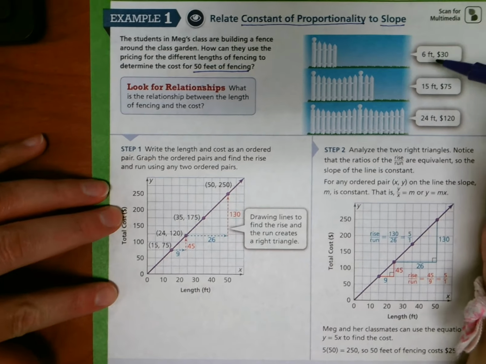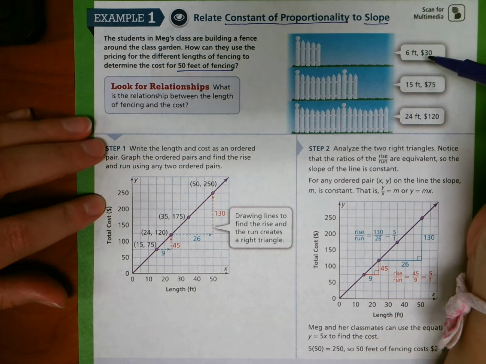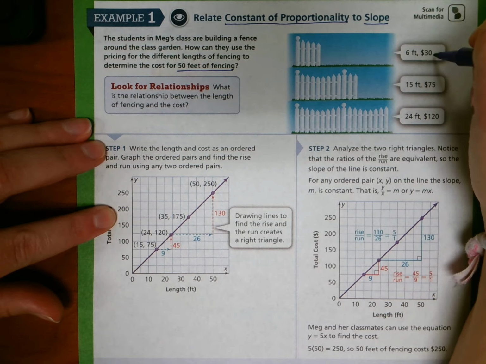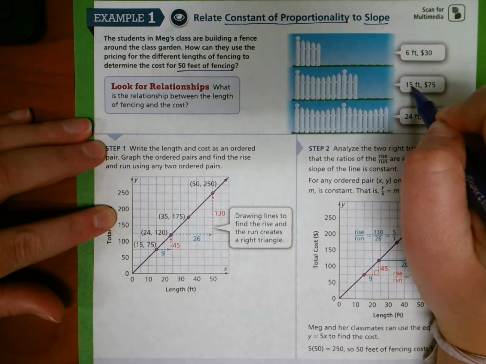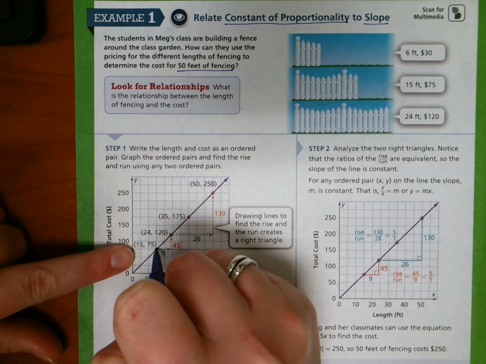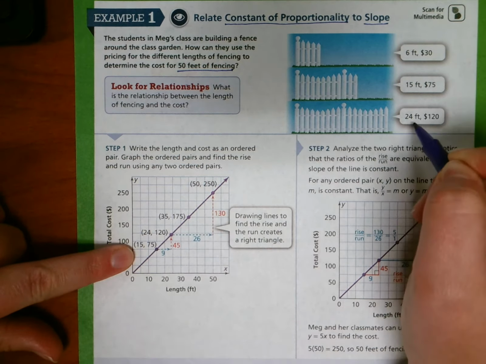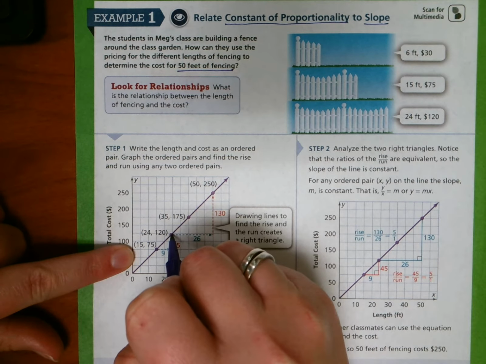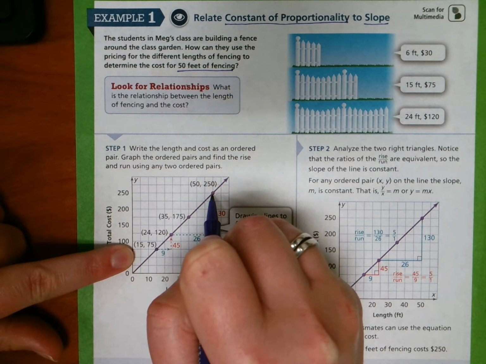So for example, up here we've got 6, 30. Okay, so this would be ordered pair 6, 30. We've got ordered pair 15, 75. You can see that one right here on the graph. Okay. And then 24, 120. And then they have a couple other points on the line.